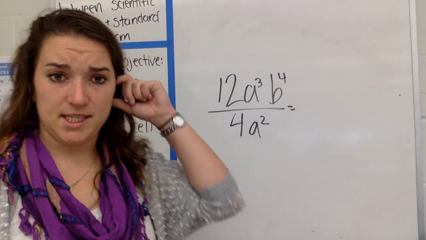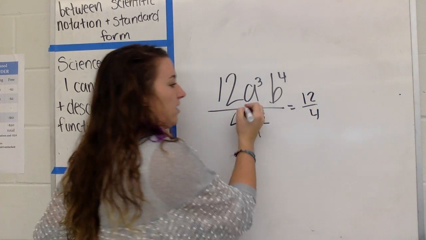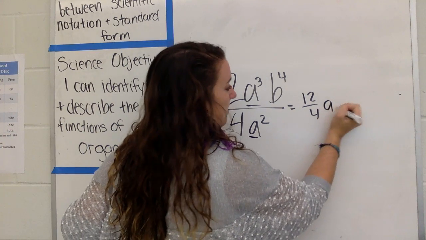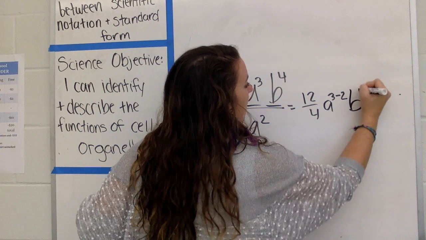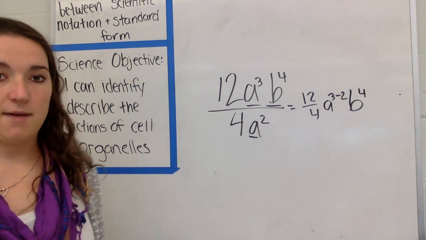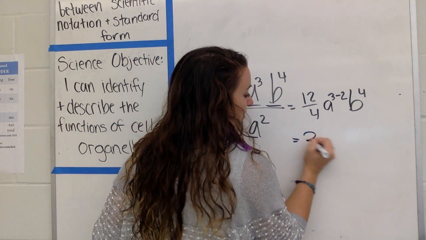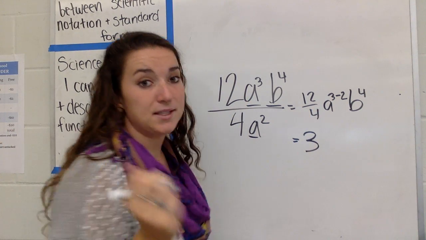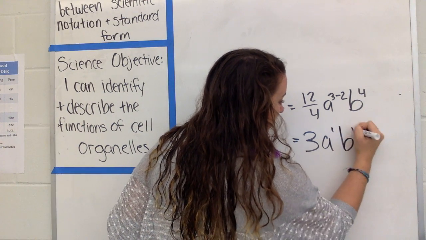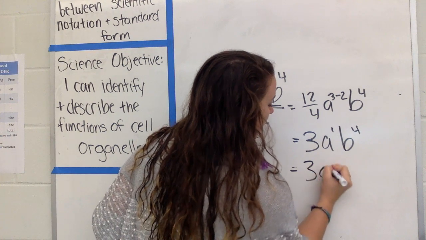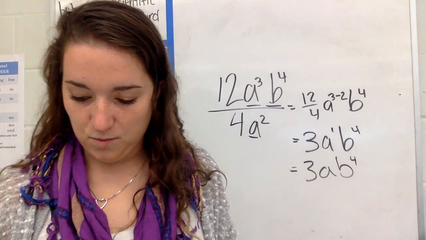This next problem, you do the same thing. Take out my numbers first. I'll have 12 over 4. Then I look at my a's. Up top I have 3, bottom I have 2, so I'll do 3 minus 2. With my b's, all I have is b to the 4th power up top. All right, so then I can simplify this part more to get 12 over 4. It's the same thing as division, so I get 3, a to the 1st power, b to the 4th, which is the same thing as 3a, b to the 4th power. Go ahead, you have 2 more problems on the back.